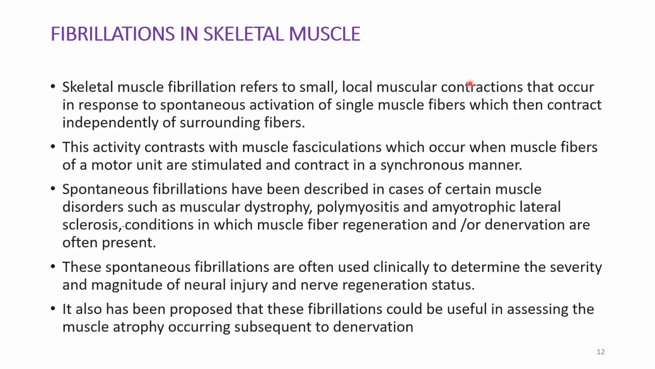Now coming to the second topic, that is fibrillations in skeletal muscle. So actually we will see fibrillations in the single muscle fiber. So they cannot be seen with the naked eye. Skeletal muscle fibrillation refers to small local muscular contractions that occur in response to spontaneous activation of single muscle fibers, which then contract independently of surrounding fibers. So these muscle fibers will contract independently.